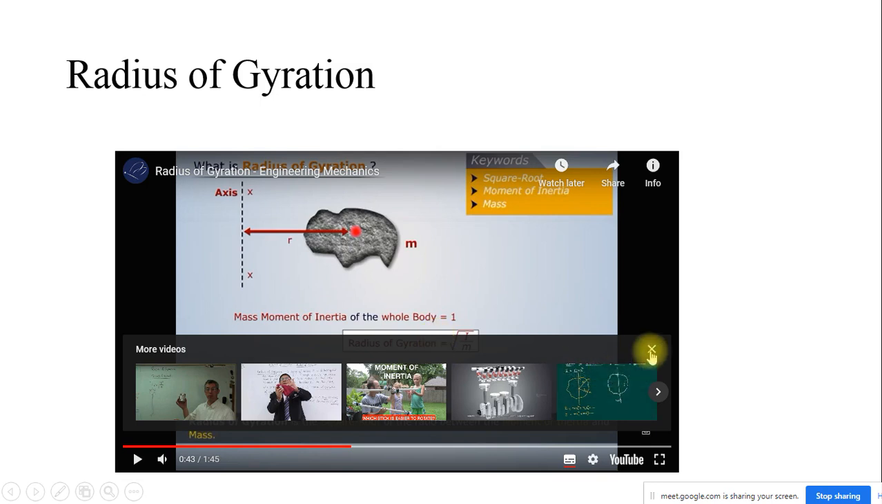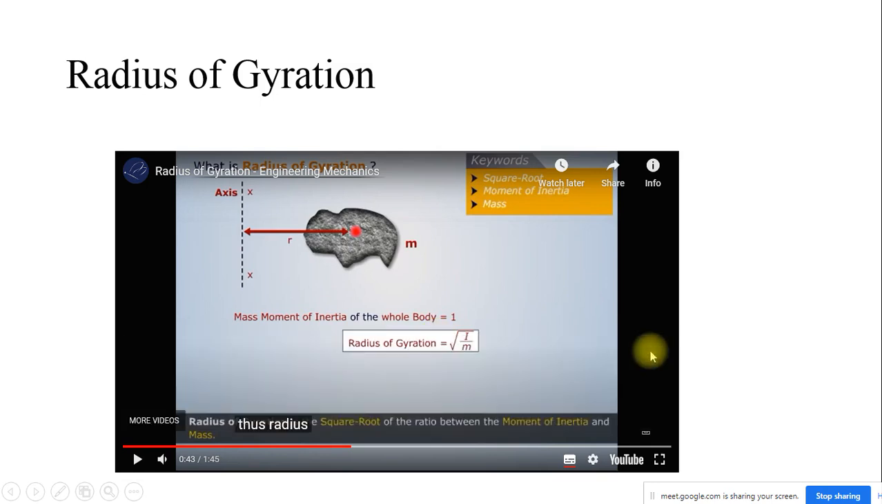Since the shaft is having a transverse motion due to vibration, from the axis the shaft would move to a distance of r. Let me take this example itself. Here they have taken one object which is having a mass m and it is away from an axis at a distance of r, and the mass moment of inertia of the whole body they are considering as I. Then the radius of gyration would be the square root of I divided by m. So this is the formula for radius of gyration.